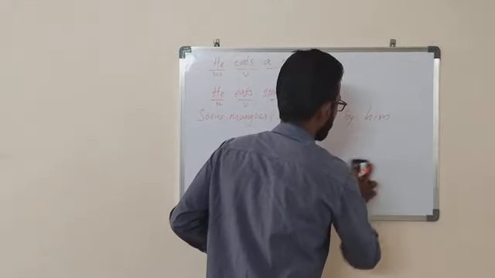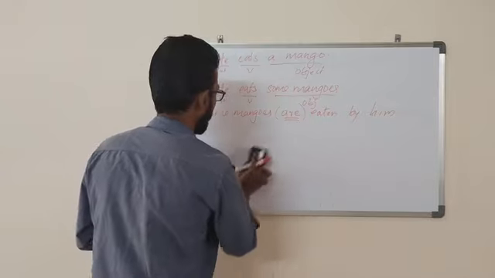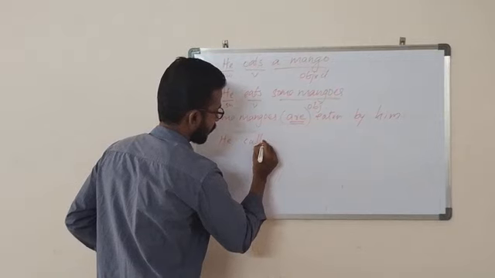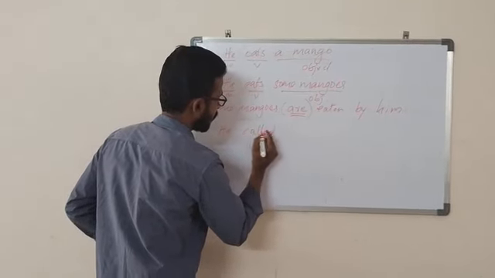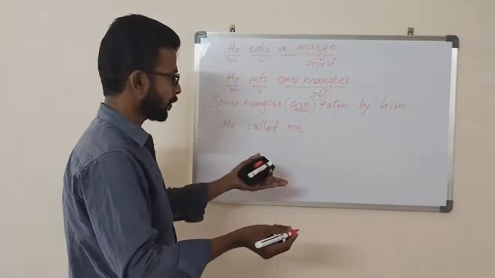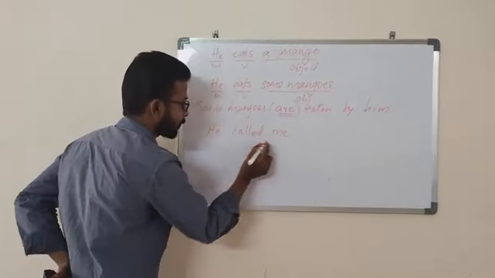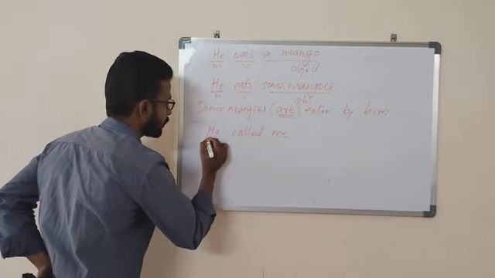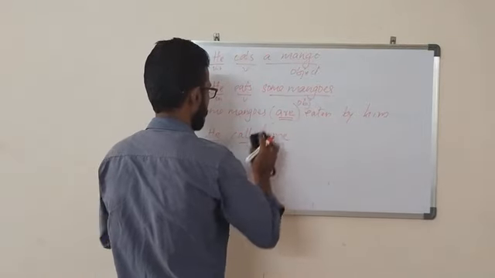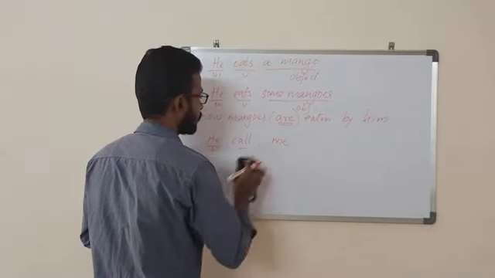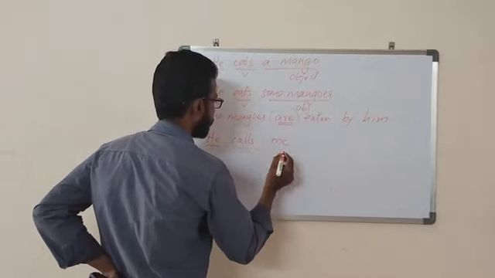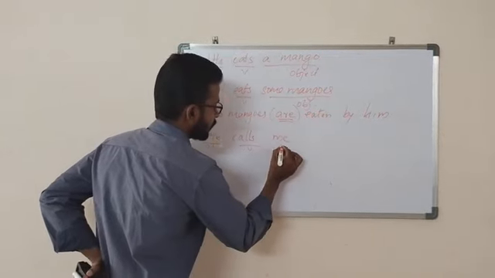Look at this example: "He called me." So when the object comes to the subject position, this is the subject, this is the verb. Instead of "called," you should write "calls" because we are in the present now. He calls me. So subject, verb, and this is the object.